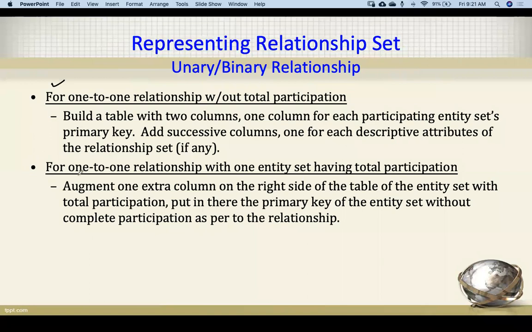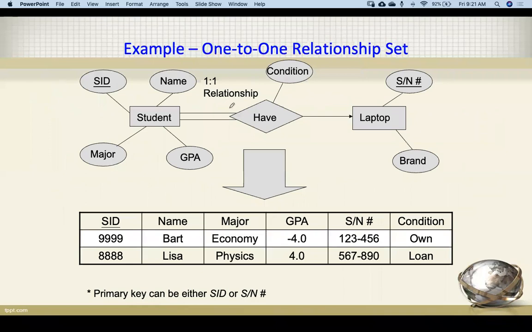The second condition says a one-to-one relationship with one entity set having total participation. So with one entity, we have the total participation. What we do is augment one extra column on the right side of the table of the entity set with total participation. Put in there the primary key of the entity set without complete participation, as per the relationship. So let's see this. Here we have the one-to-one, but here we have total participation. How have we converted it? This table has one attribute. That attribute is here.